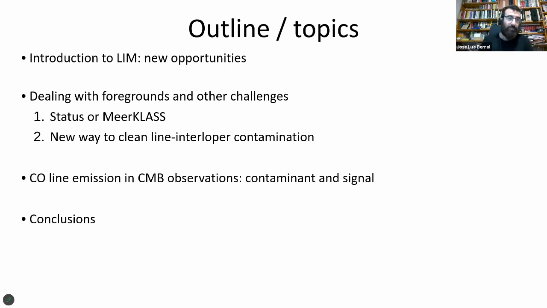And then I'm going to dedicate also a big chunk of the talk to the main elephant in the room all the time for line intensity mapping, that is dealing with the foregrounds. I will do this more for the galactic foregrounds, as would be the case, for example, of the 21 centimeter line for the MeerKLASS, with a big focus on MeerKLASS observations. But I'm also going to discuss line interloper contamination, which is important for emission lines at higher frequencies.